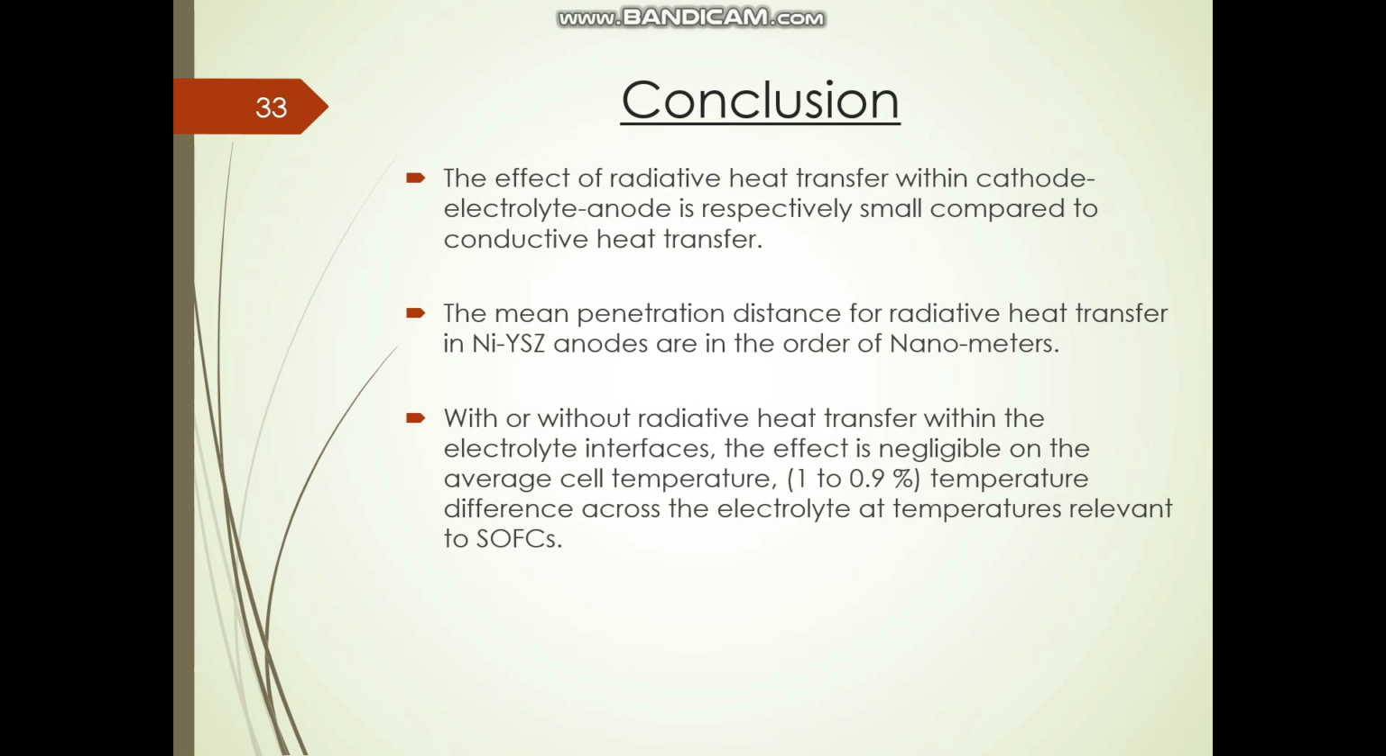Temperature difference across the electrolyte at temperatures relevant to SOFCs. This is not the case when the corrected radiative properties are used or for a very thin electrolyte, which must sustain much greater temperature gradients before radiation becomes significant. Although the results indicate that radiation within the electrolyte has little effect for the geometry and operating conditions used in the model, it cannot, in general, simply be neglected.